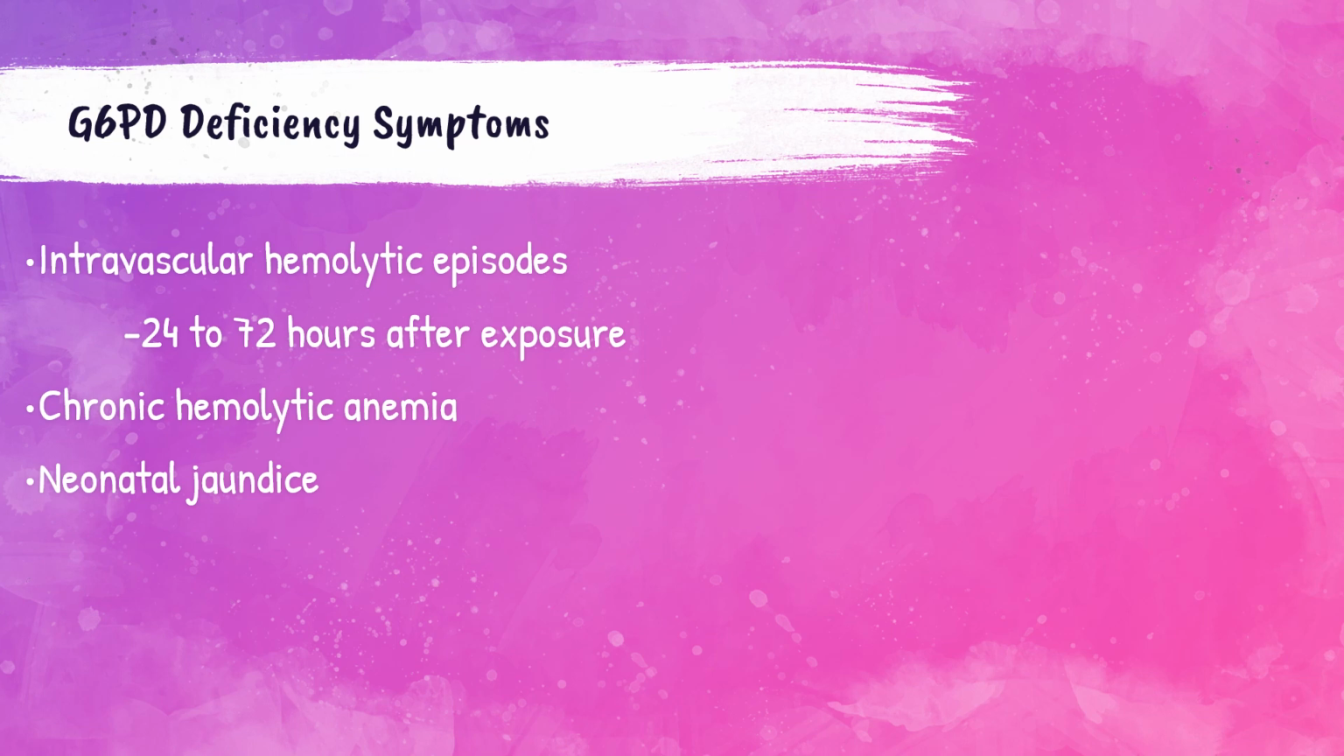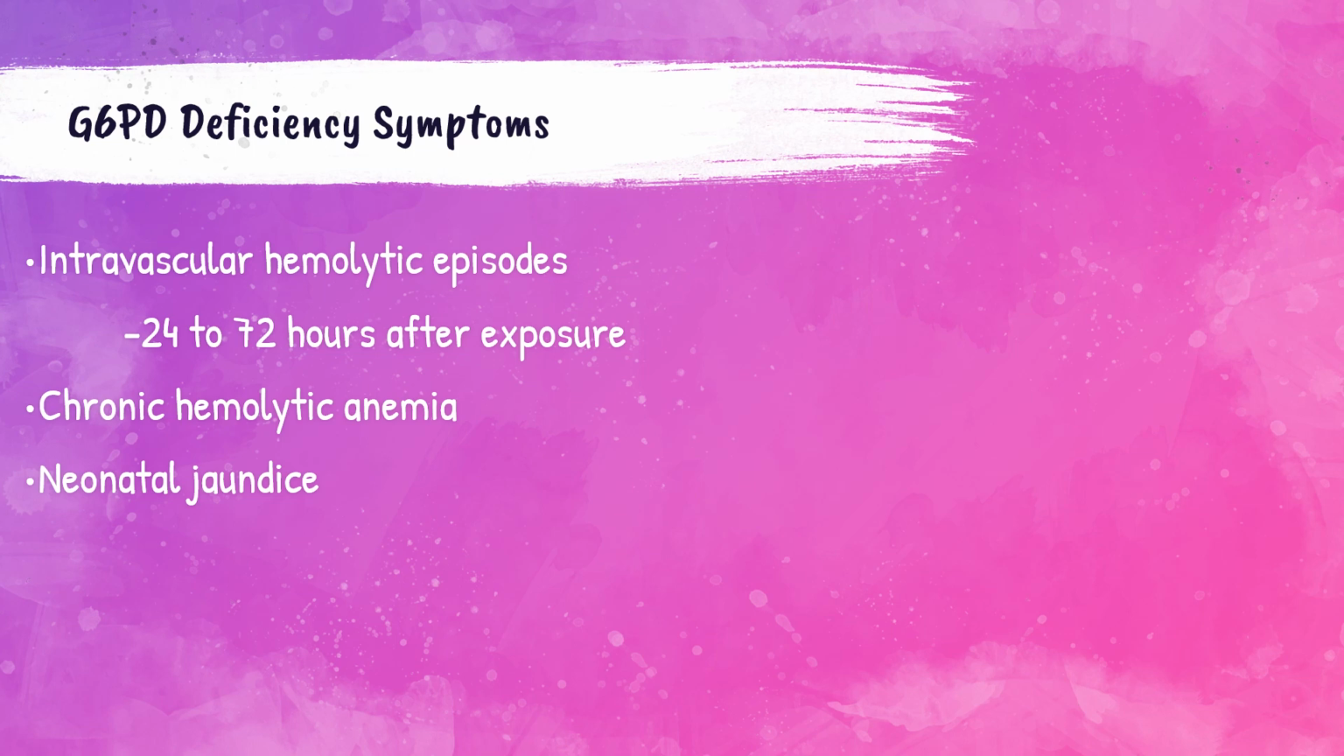Patients that have a deficiency of G6PD have intravascular hemolytic episodes when they are triggered by a certain type of exposure. I'll talk about these exposures on the next slide, but basically 1 to 3 days after a patient is exposed to either an oxidative drug or fava beans, they will have intravascular hemolysis. So this leads to a chronic hemolytic anemia.